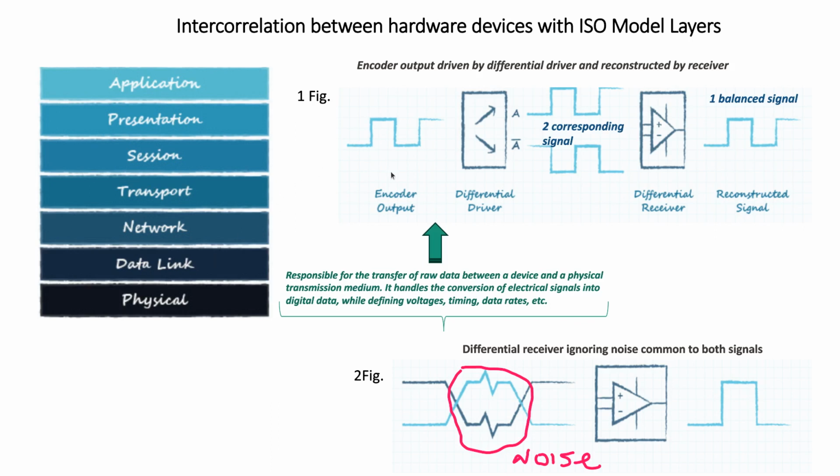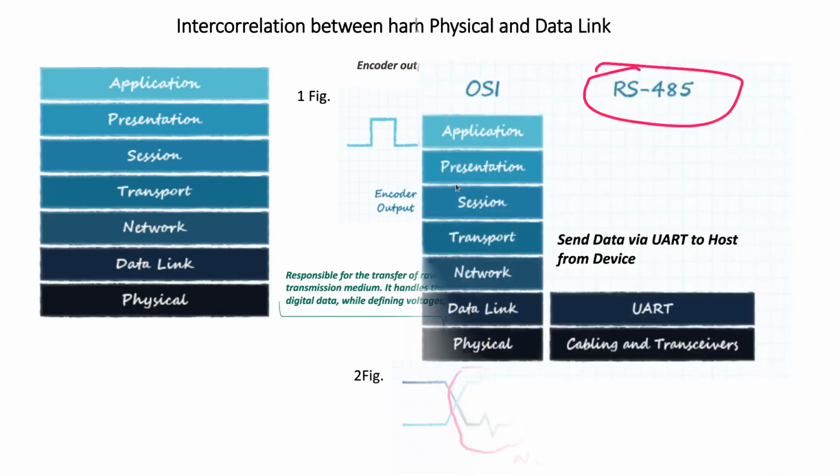All right, so here we have the encoder output. As I told you, in a noisy environment, RS485 is used, taking a pair of two input signals, balancing them and reconstructing one smooth signal. The differential receiver also ignores noise common to both signals, so it's taking two noisy signals, removing that noise and making it smooth.